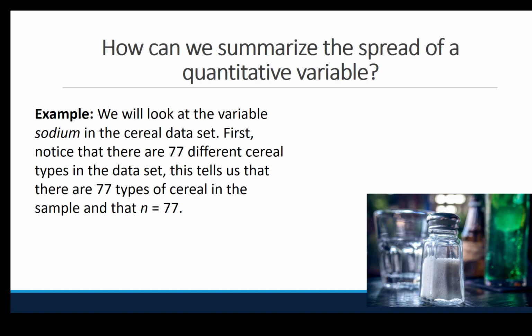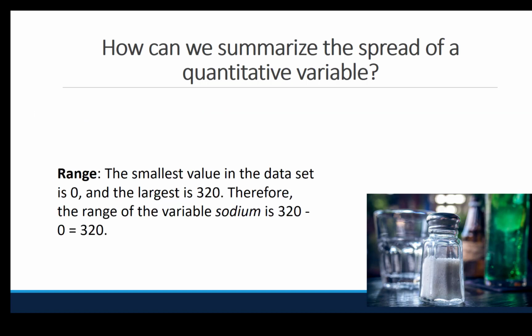We will look at the variable sodium in the cereal data set. First, notice there are 77 different cereal types in the data set. This tells us that there are 77 types of cereal in the sample, and that little n is equal to 77. The values of the variable sodium, listed from smallest to largest, are located in the script. To find the range, the smallest value in the data set is 0, and the largest is 320. Therefore, the range of the variable sodium is 320 minus 0, which is equal to 320.